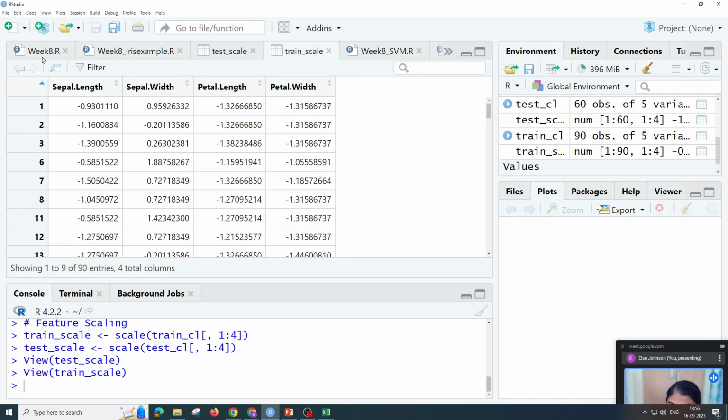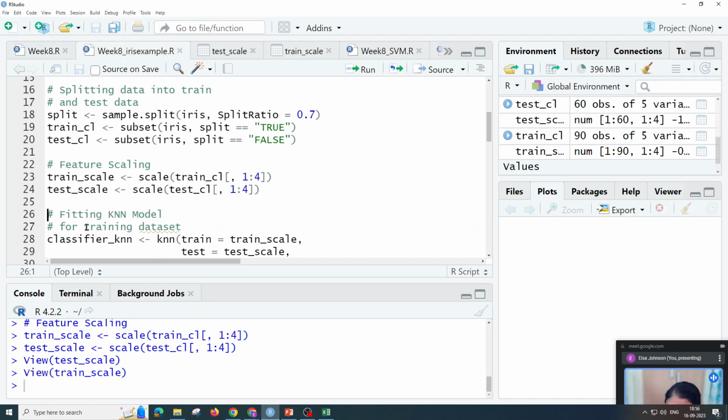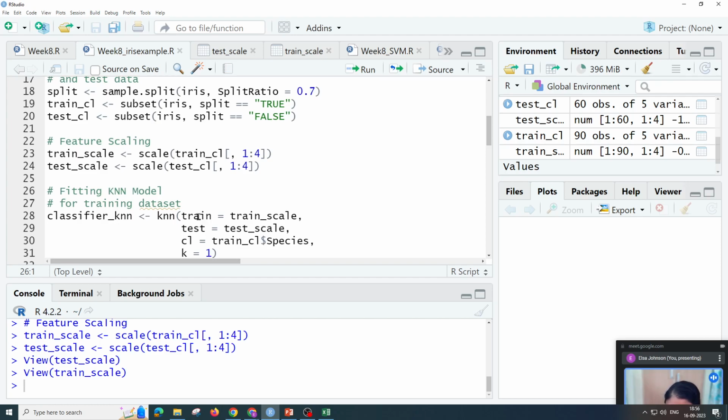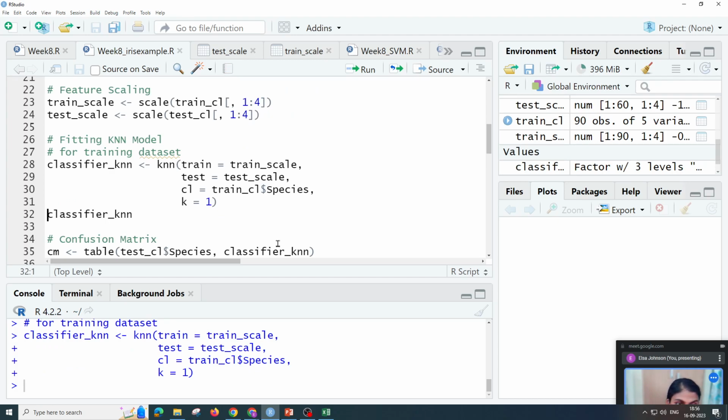Next what we will be doing is we have to train the model. So train is train_scale, test is test_scale, then cl is train_scale$species, because that is what we are classifying, the different species. We are first giving k equal to 1, because that is the nearest neighbor that we are using first. So we will see what it gives.